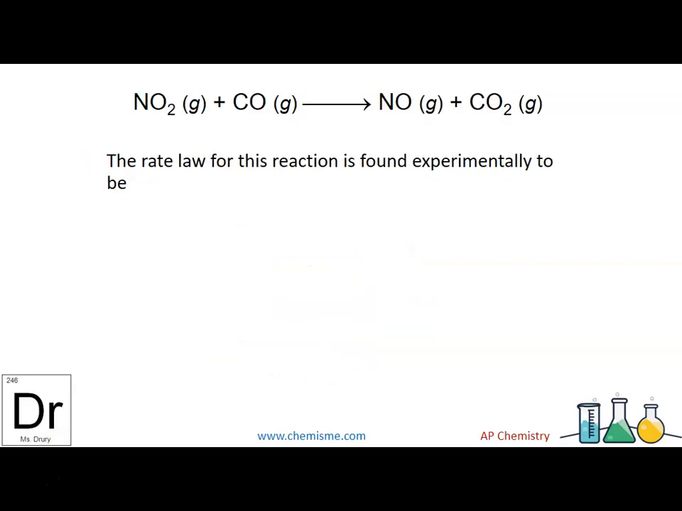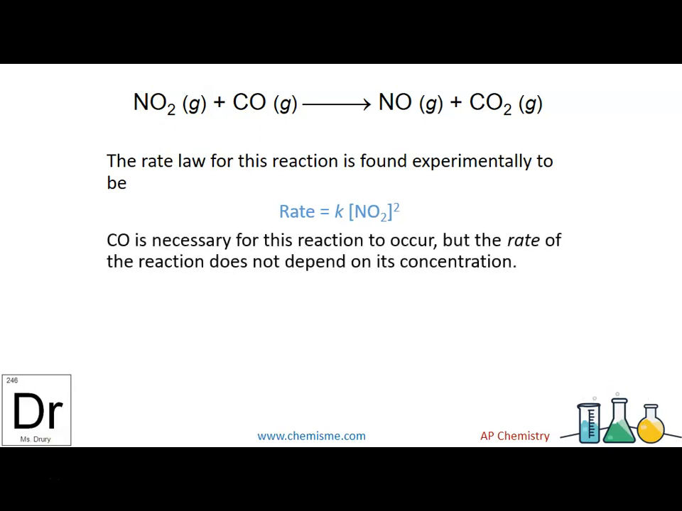So if we looked at an example of NO2 and CO making NO and CO2, the rate law was found experimentally by going through this one doubled, first order, this one tripled, first order, that kind of thing. And they got rate equals k NO2 squared. So what they're telling us is that NO2 affected the rate twice as much, and CO didn't affect the rate at all. And in that case, that means that this is not the way the reaction proceeds. It must be proceeding in maybe a series of elementary steps. CO is necessary for the reaction to occur, but the rate did not depend on it.